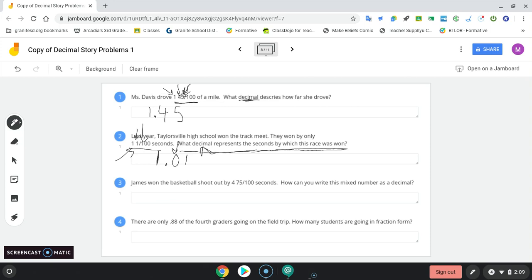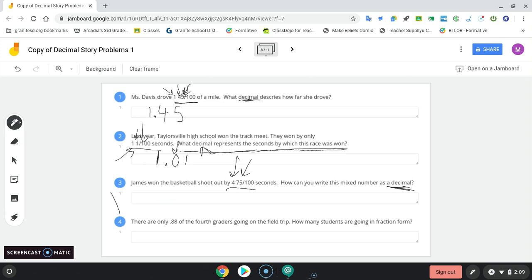Question 3. James won the basketball shootout by 4 and 75 hundredths seconds. How can you write this mixed number as a decimal? This we've covered on the other levels. 4 and 75 hundredths written as a decimal: you would take your whole number, type a decimal point, and then type in your 75 hundredths.